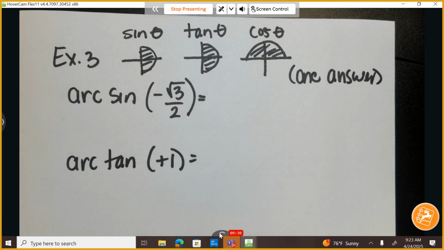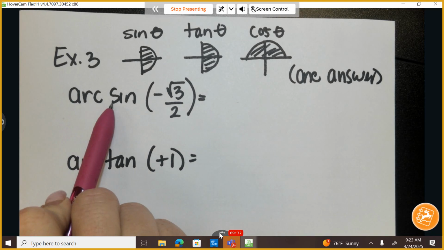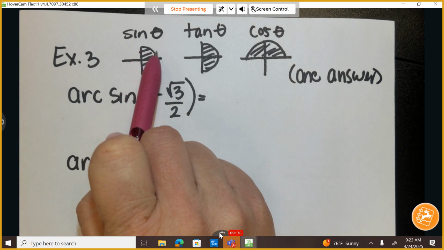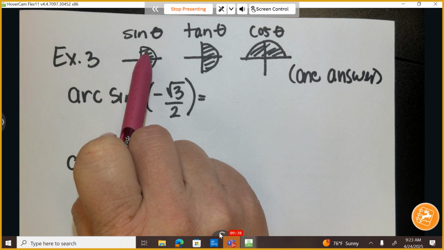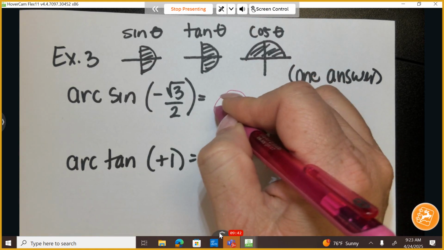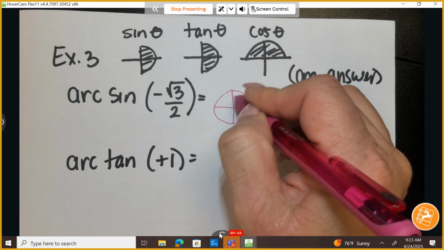Let's get started. So whenever I'm looking for an arc sine, I'm finding one answer that lands in quadrant 1 or quadrant 2. So just for myself, and maybe you want to do this initially, I'm going to do this.